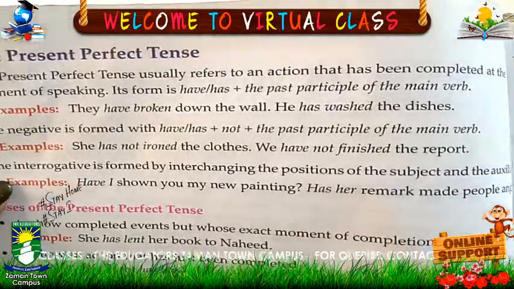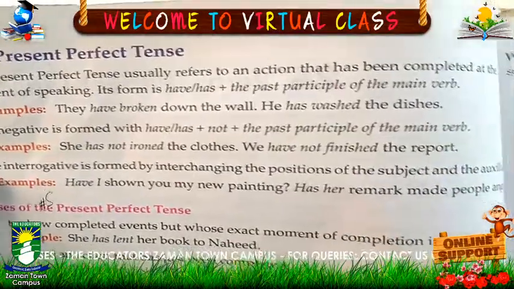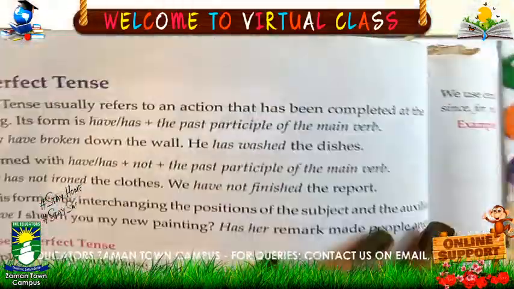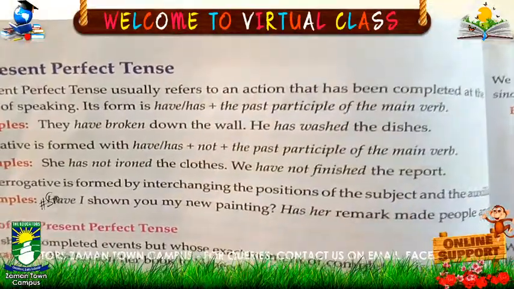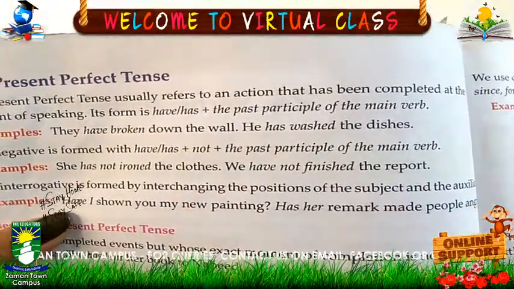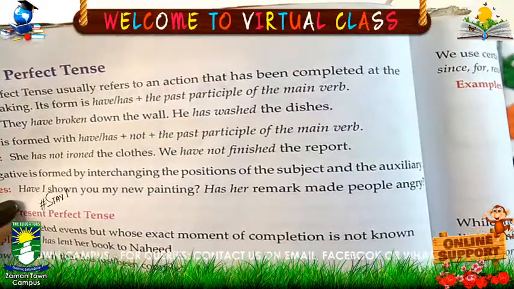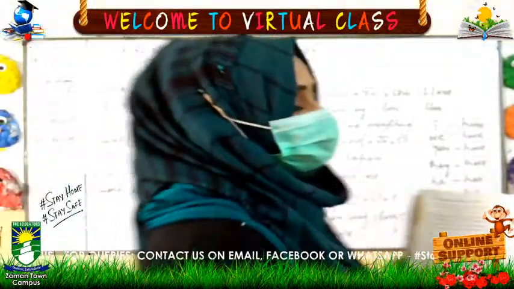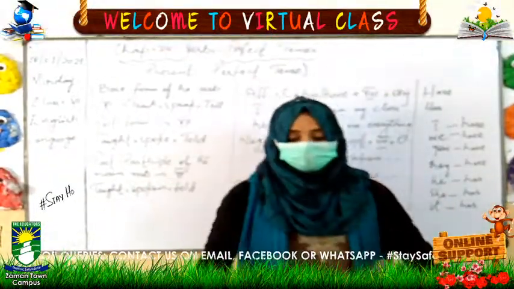Okay. Then the interrogative. The interrogative is formed by interchanging the positions of the subject and the auxiliaries, means helping verbs. For example, have I shown you my new painting? Has her remark made people angry? The same thing we have discussed here before your book.